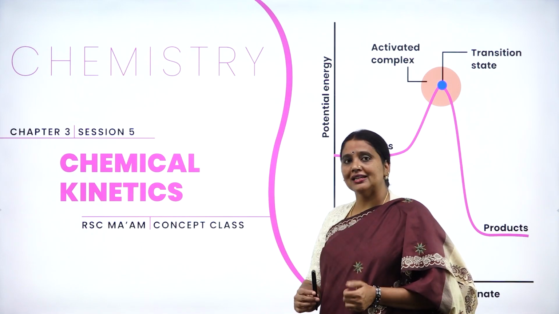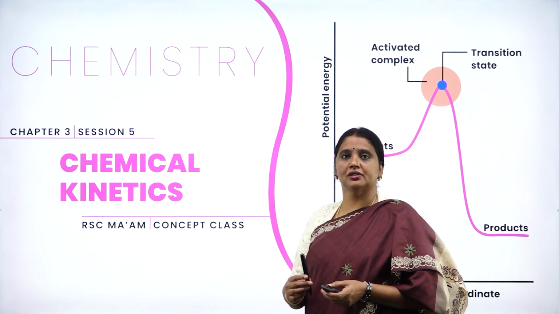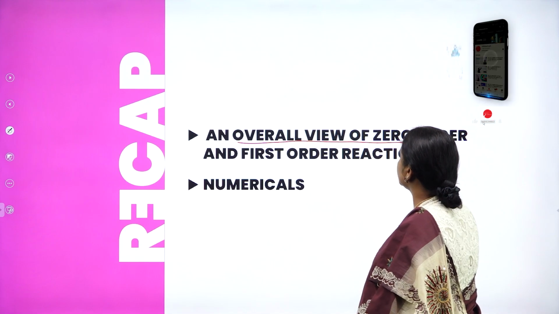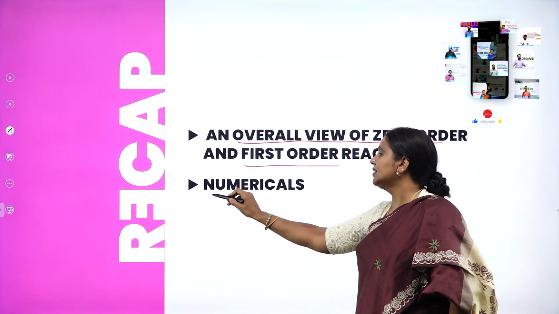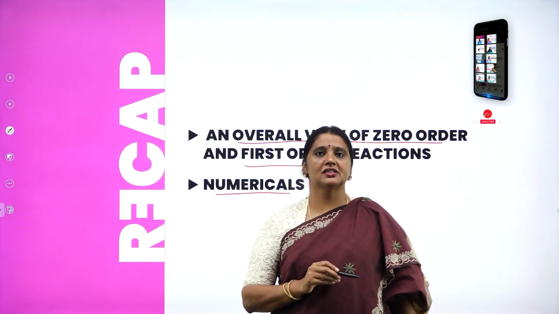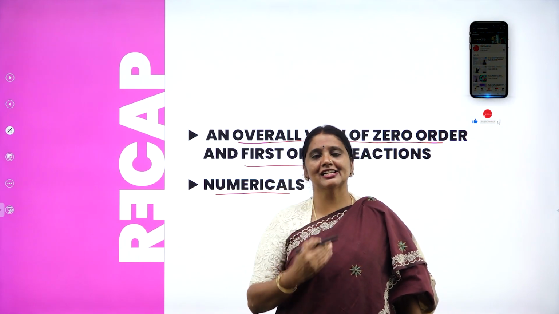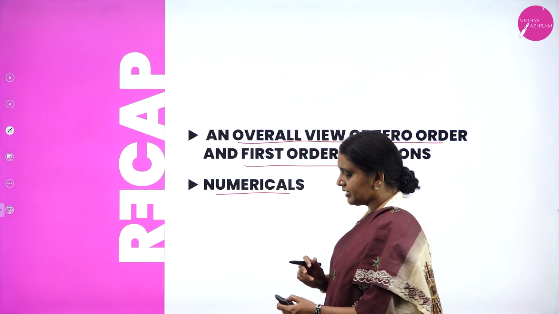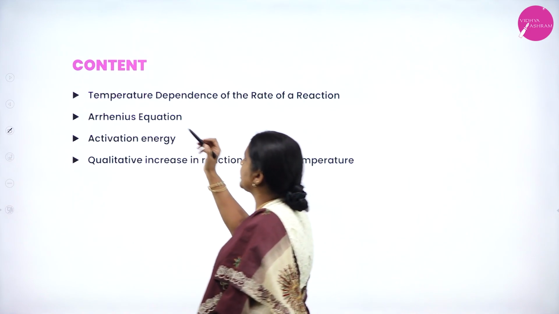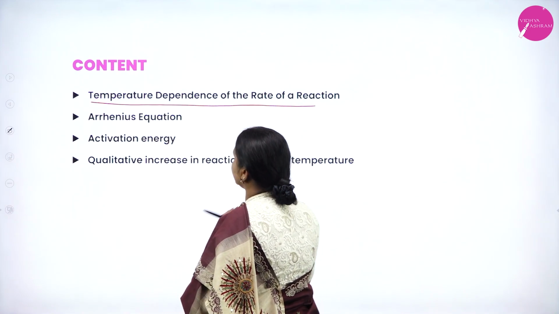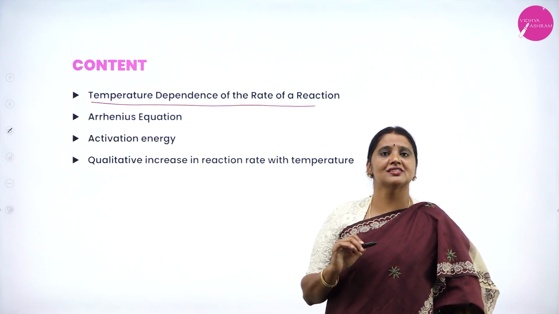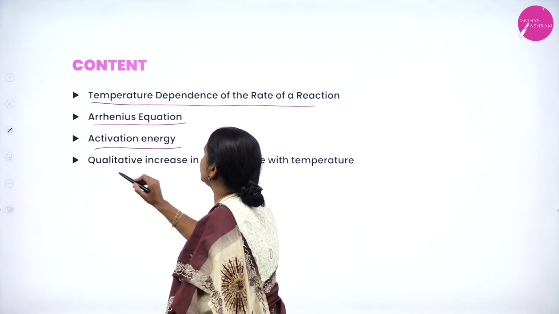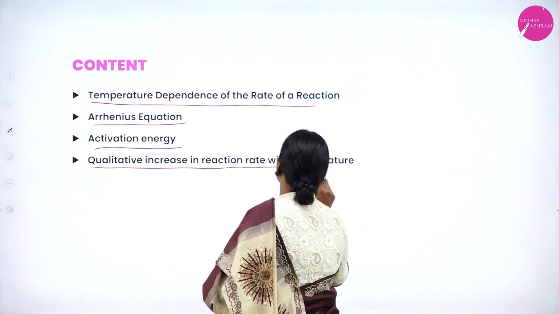My dear students, in the last session, the fourth session of the chapter Chemical Kinetics, I discussed an overall view of zero order reaction as well as first order reaction, and I solved so many numericals using the integrated rate equations of zero order and first order reactions. Now, in this session, I am going to explain the temperature dependence of the rate of reaction. That means how temperature influences the rate of a chemical reaction, as well as the Arrhenius equation and activation energy, and the qualitative increase in reaction rate with temperature.